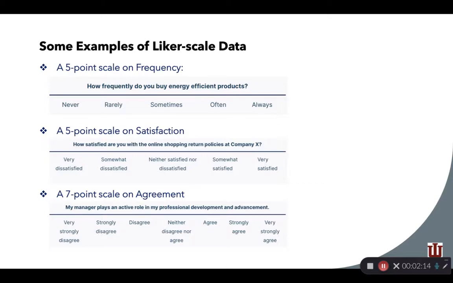And the second example is also a 5-point scale, measuring satisfaction. But this example is slightly different from above. It's a bipolar scale. So we have this mid category of neither satisfied nor dissatisfied, as a midpoint, most like neutral. And then we have 2 extremes on both sides. And the third example is a 7-point scale on agreement. It's quite similar to the second example, and the only difference is we have more categories in the third example.